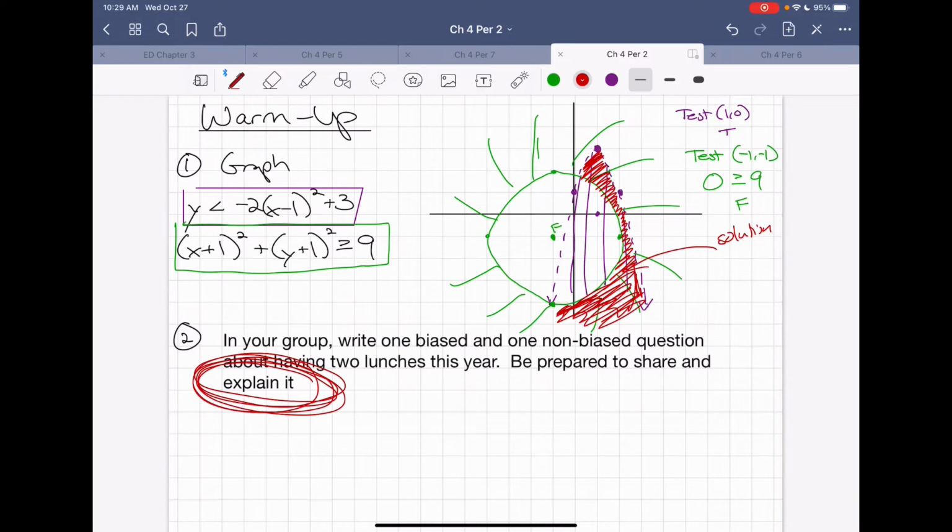So what are your thoughts on having 2 lunches this year? As simple as that. So keep it short and simple. What are your thoughts on whatever the topic is?